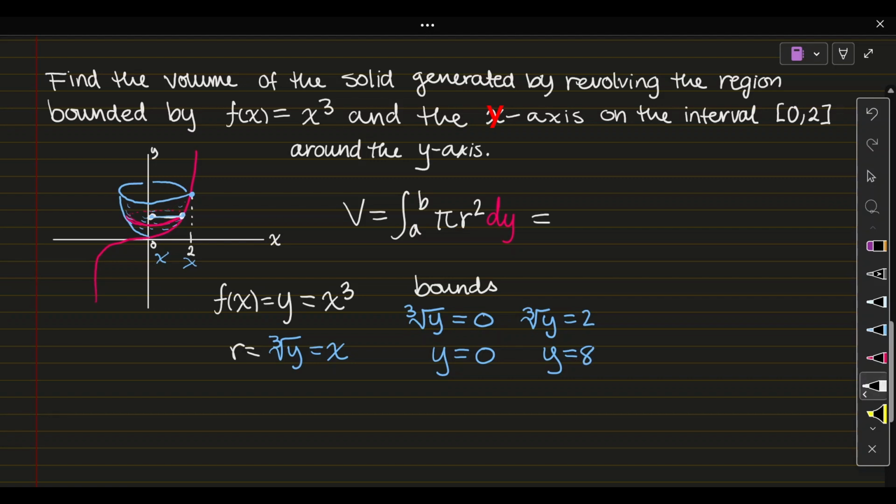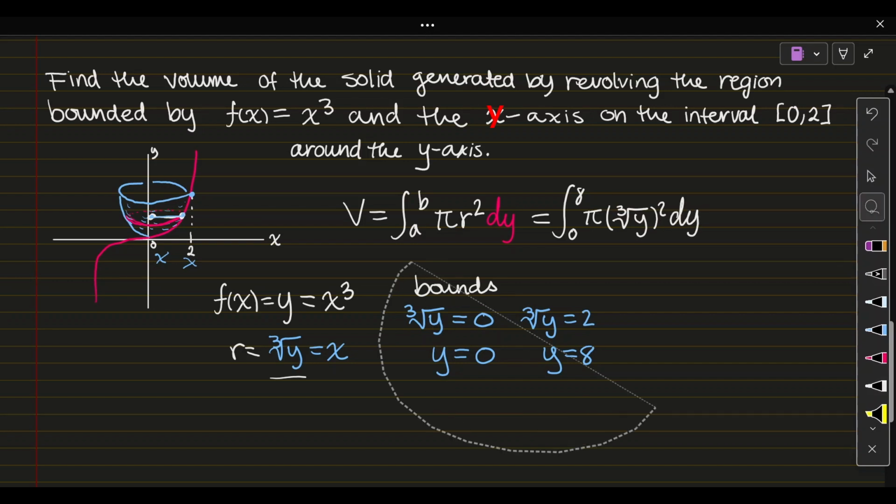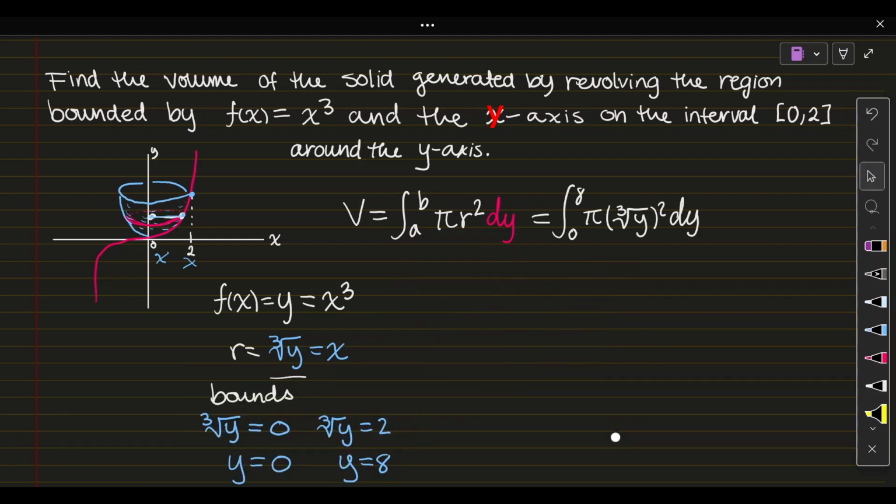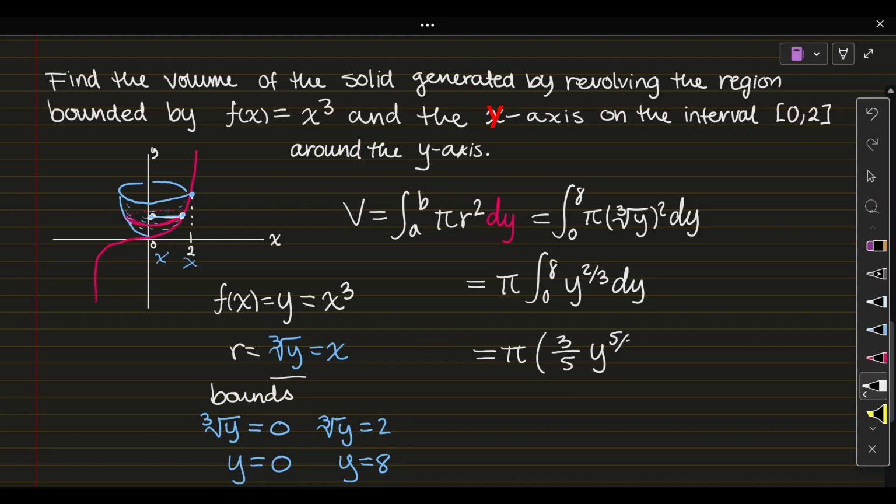So what we're actually after is the integral from 0 to 8 of pi times my radius, which is the cube root of y, squared dy. And then the cube root of y squared is the same as y to the 2/3. So I'll go ahead and move that pi outside. The integral from 0 to 8 of y to the 2/3 dy. Now integrating, this is going to be pi times 2/3 plus 1 is 5/3, so it's 3 over 5, y to the 5/3, evaluated from 0 to 8.